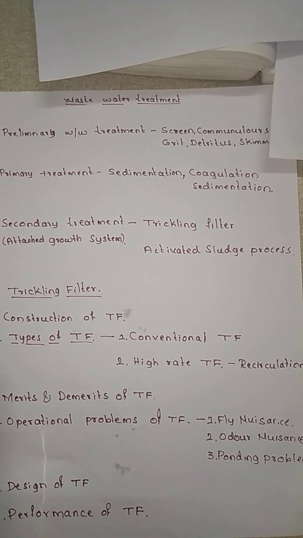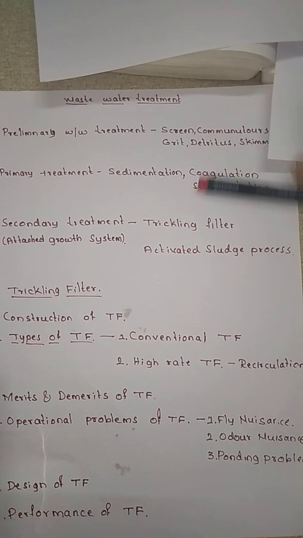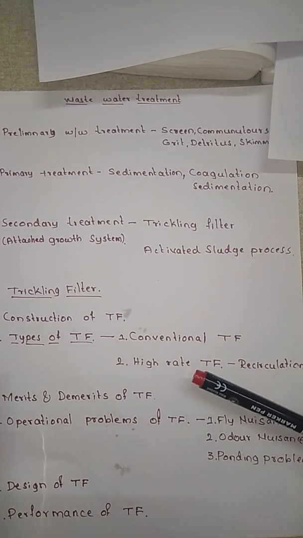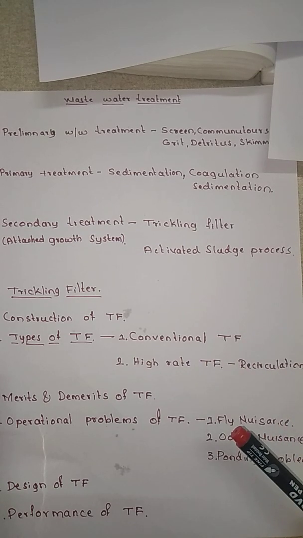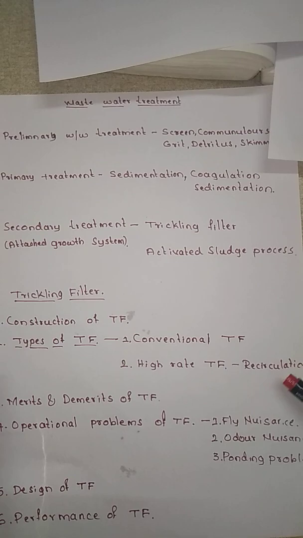In the high rate trickling filter, as the name indicates, the rate is high. The high rate filter is going to have the same constructional details as your normal trickling filter. The only difference between the conventional trickling filter and the high rate trickling filter is that recirculation is provided in the high rate trickling filter, by pumping a part of the filter effluent to the primary settling tank. It is going to have the recirculation.